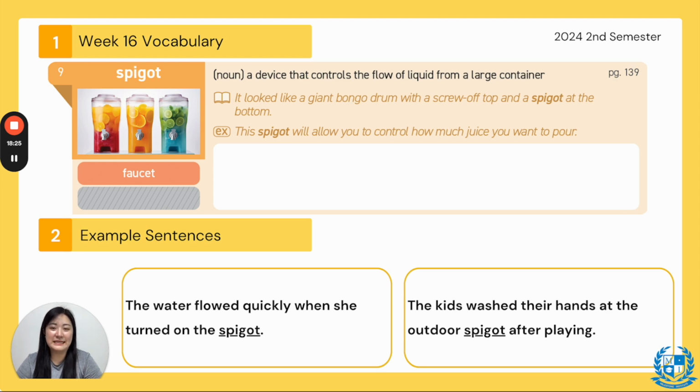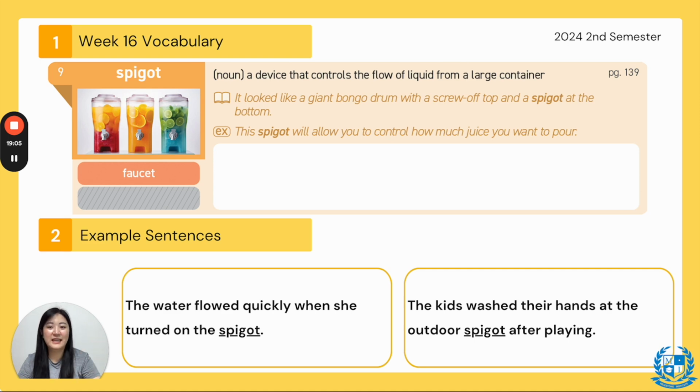In our book, it says, it looks like a giant bongo drum with the screw off top and a spigot at the bottom. This is when Evan was making a super, super, super big container of lemonade with a spigot. Let's read together. 1, 2, 3. This spigot will allow you to control how much juice you want to pour. So again, like I said, you can turn it so that a little bit of liquid comes out, or turn it a lot for a lot of liquid to come out.